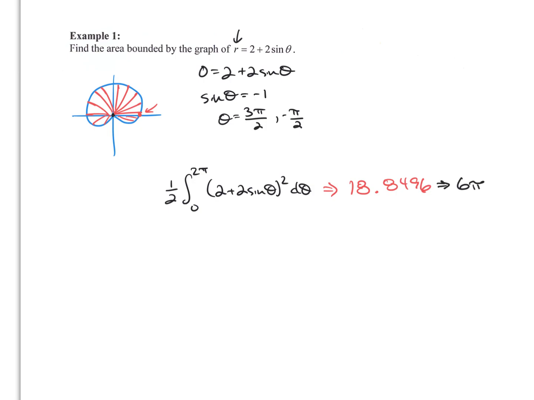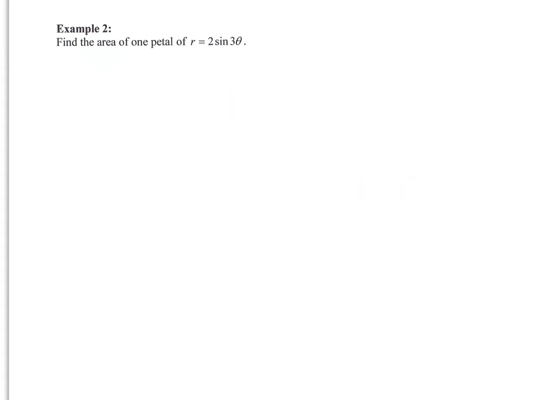All right, let's do another one. Now we have r equals 2 sine of 3 theta. First of all, we're doing one petal, by the way. What kind of graph is this? It's a rose. It's a rose petal.